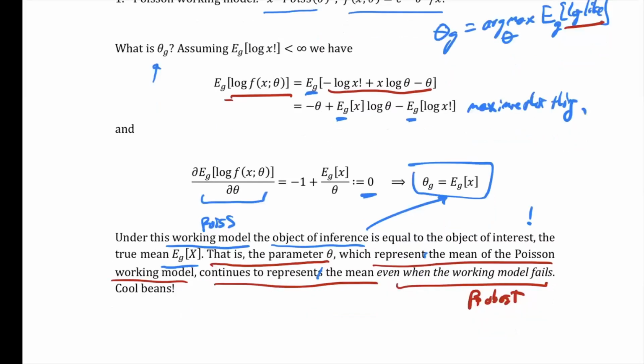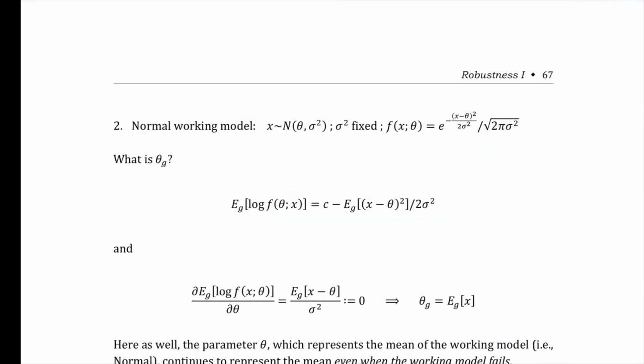Well, let's see if it happens for other models. Let's do it again. So this isn't too bad. And basically all you're doing is you're saying to yourself, well, here's the working model. If the working model doesn't work, what do I learn about? Well, you learn about the value that maximizes the expected log likelihood, because that's what you're doing. You're maximizing the log likelihood to get your estimate. So the normal working model here is just regular old normal. I'm going to assume the variance is fixed. We all know the density.